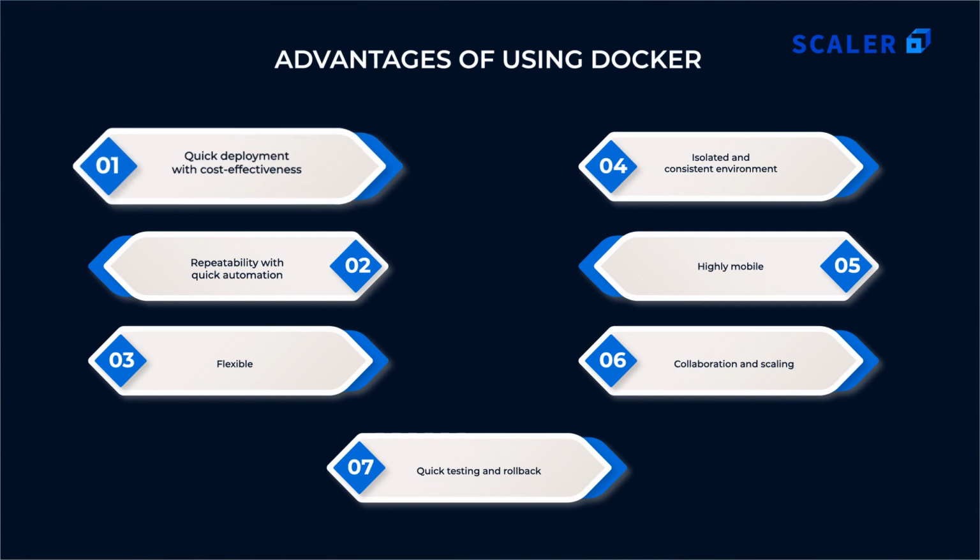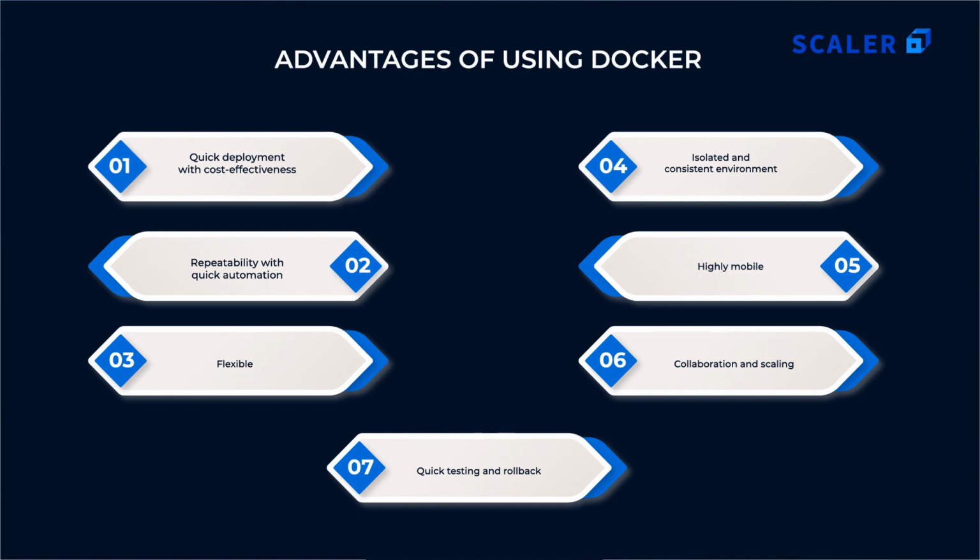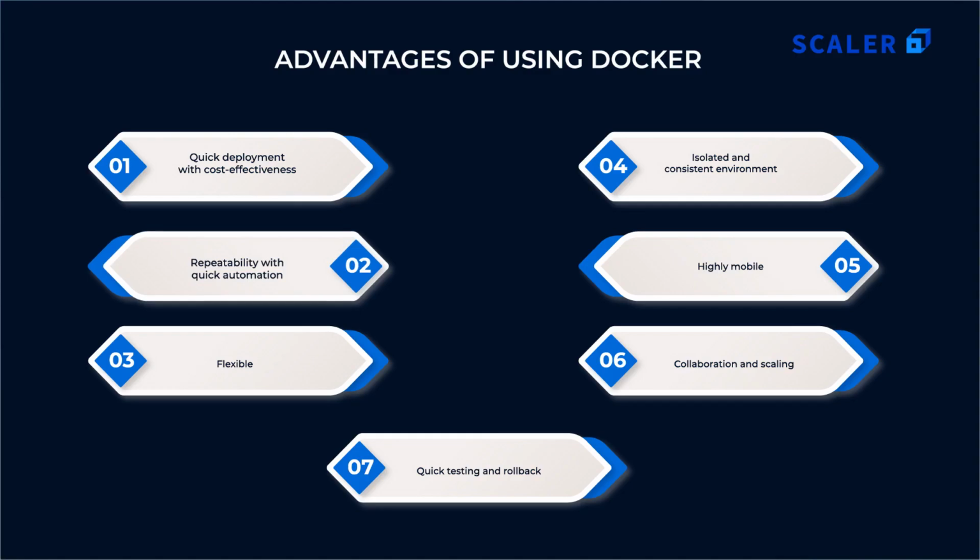First, quick deployment with cost effectiveness. Docker-powered containers can be deployed quickly without any lags. The process of deployment can be shared with the new apps and hence there are no extra overheads or work. Second, repeatability with quick automation. The entire coding development speeds up as the process is built using repeatable codes and configurations.